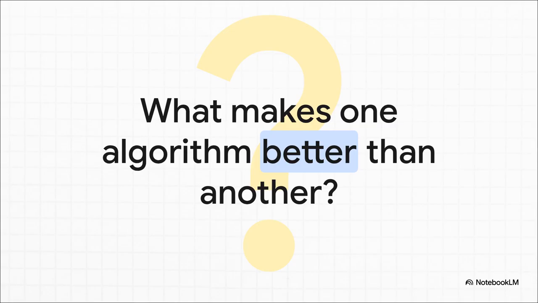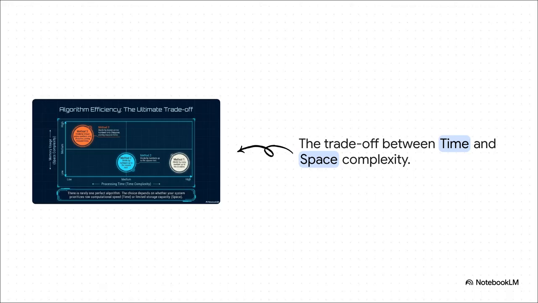But this brings up a really fascinating question. Let's say you have two totally different algorithms and they both successfully output the exact right answer. What actually makes one algorithm better than the other? The secret lies in algorithm efficiency. It all comes down to the ultimate trade-off, time complexity versus space complexity. There's almost never one perfect algorithm. Maybe method 1 barely uses any memory, but it takes ages to process. Method 3, on the other hand, is lightning fast but completely hogs your storage space. As the architect, you have to weigh this out. You choose the algorithm based on whether your system desperately needs raw computational speed, or if you're working with severely limited storage. It's a real balancing act.